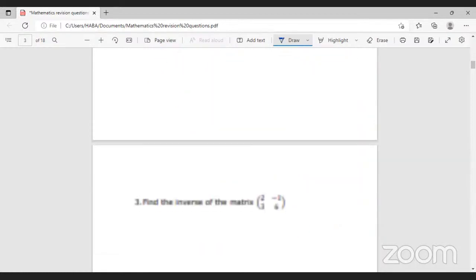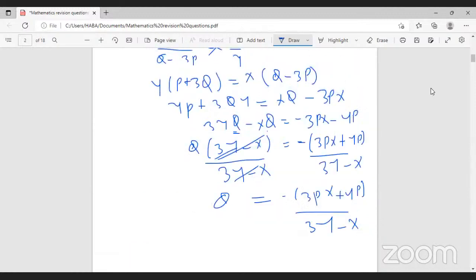So one would stop there, or we can as well factorize out a p, but that one is not very necessary, and have it as negative p into 3x. Another alternative, negative p into 3x plus y. Then we divide it by 3y minus x. So any of these two would have made Q the subject of the formula.